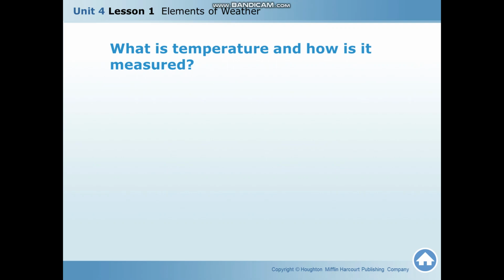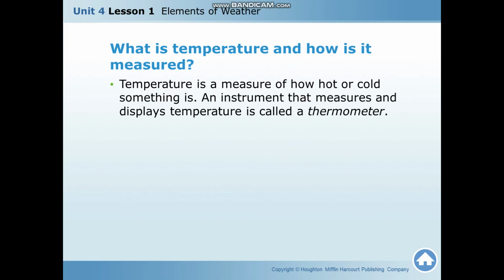What is temperature and how is it measured? Temperature is a measure of how hot or cold something is. An instrument that measures and displays temperature is called a thermometer. So simply, when we say temperature, it is how hot or how cold something is, and an instrument used to measure it is what we call thermometer, from the two words thermo and meter. So thermo means hot, and meter means measurement.